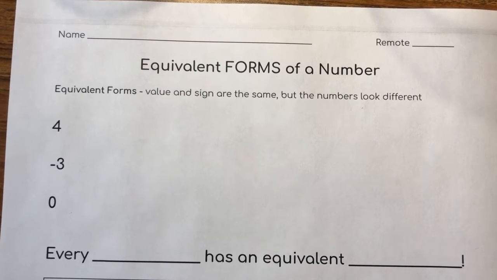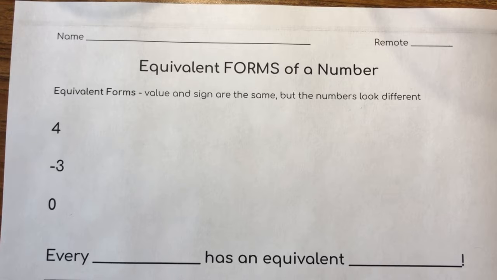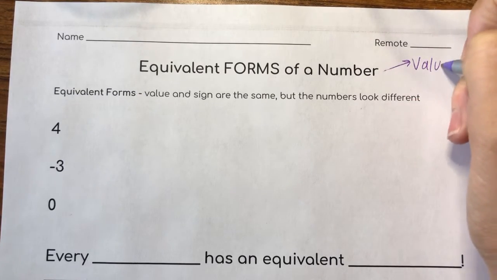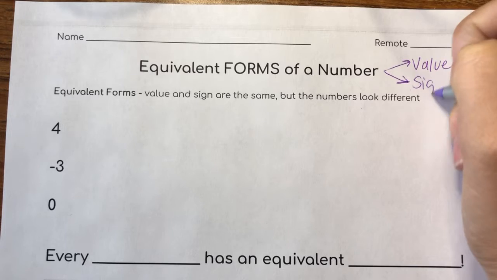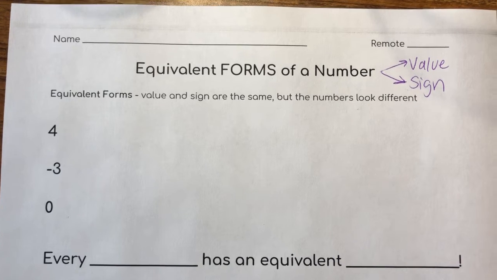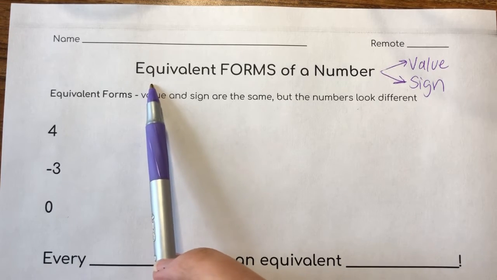Hey everyone, today we are going to talk about the different forms that numbers can take. So we know that every number, as we've talked about, has two things. It has value and it has sign. But numbers can also be written in various forms that are all equivalent to each other. So what that means is that a number can look different and still have the same value and sign. So we call those equivalent forms.